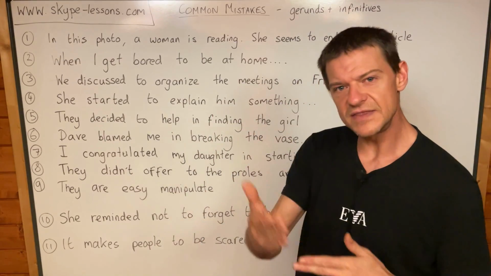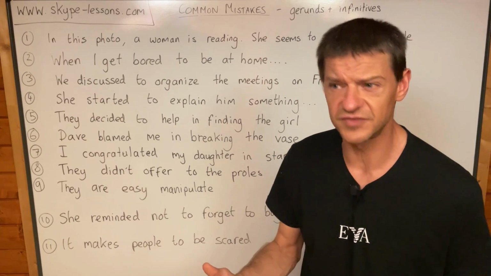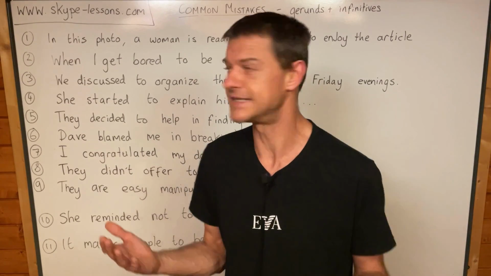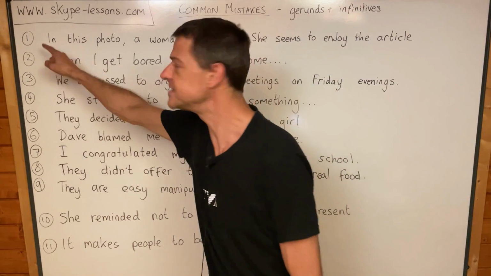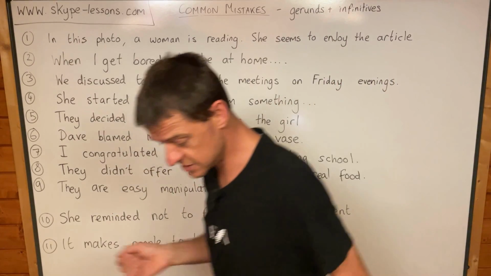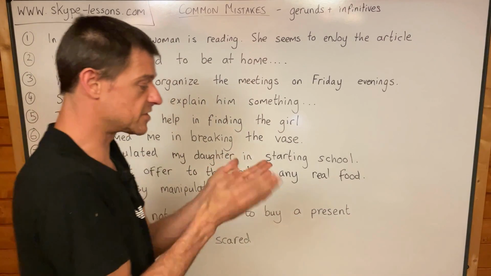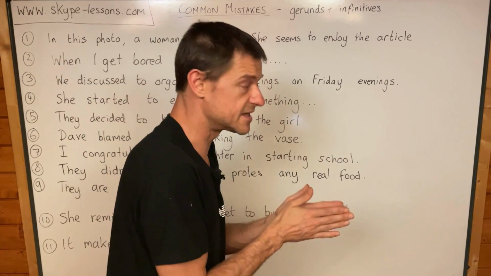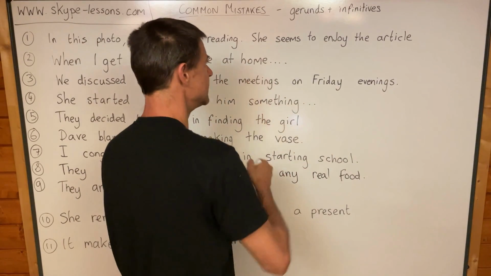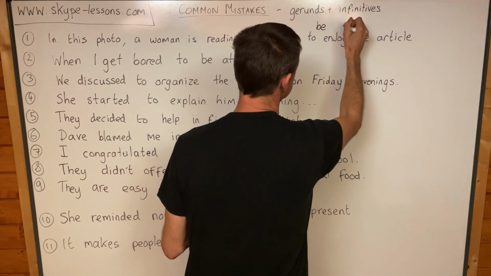And so if you're in this exam and you're describing a photo, you want to get out your complex forms. Yeah, you want to get out all of your flashy sentences and your complicated pieces of grammar. And so look at this sentence. In this photo, a woman is reading. Okay, so far so good. She seems to enjoy the article. Yeah, the photo showed a woman who was reading an article, and the woman seemed to be enjoying the article. Yeah, you see what I'm doing, guys? Yeah, she seems to be enjoying the article.